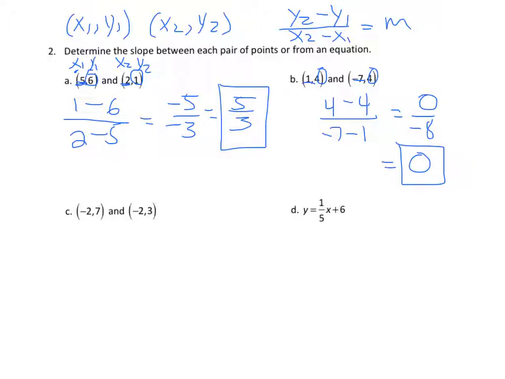Try the next example on your own as well. If you're ready, for this next example, subtracting the y's on the top, you would get 3 minus 7, and the bottom, negative 2 minus negative 2. That gives us negative 4 over 0. And when you have 0 on the bottom, dividing by 0 is not a legal move in math. You're not allowed to divide by 0. It's not possible. So this is what we call undefined slope.